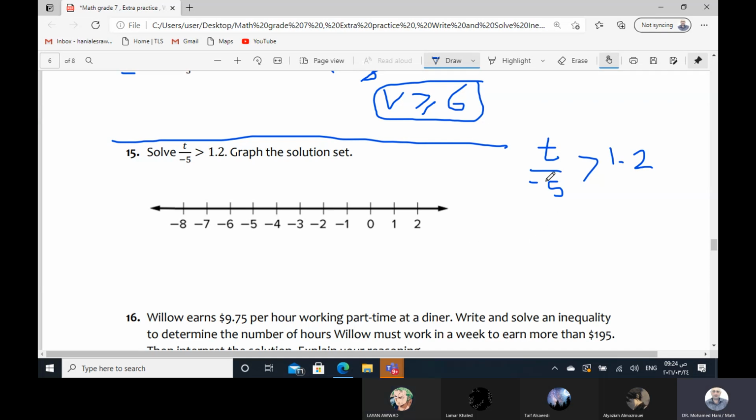Okay, thank you, Layan. The first step, we want to remove minus 5, so multiply the two sides by minus 5. Here remains t, and here the opposite direction. Then negative times positive is negative. 1.5 times 5 will be 7.5. So t less than minus 7.5. So represent minus 7.5 using an unshaded circle. Then t less than means the direction to the negative side.